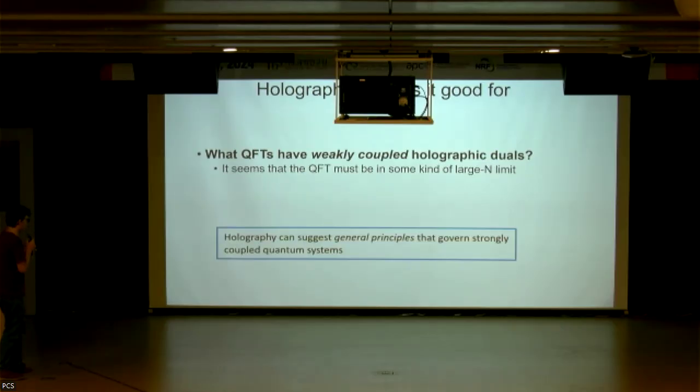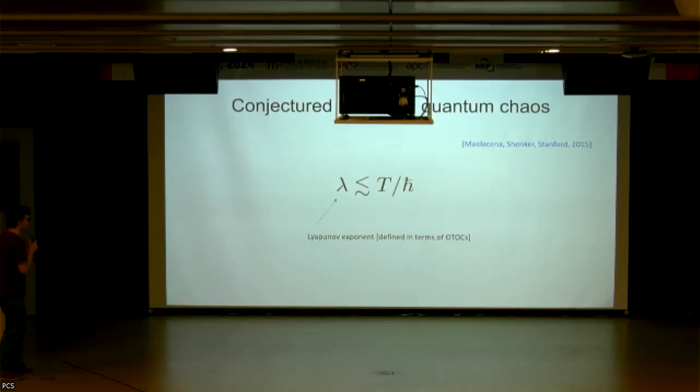But I think that maybe the better way to say what is the role of holography is that it's a way to think about general principles that govern strongly coupled quantum systems. A famous example of that is this quantum chaos bound that's conjectured by Maldacena, Shenker and Stanford. They propose this bound on the Lyapunov exponent in terms of this Planckian timescale. And they conjecture that this is a bound that holds in any system, but specifically it's saturated in systems that have weakly coupled holographic duals.